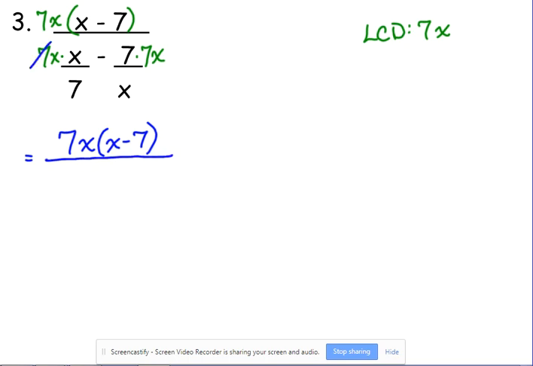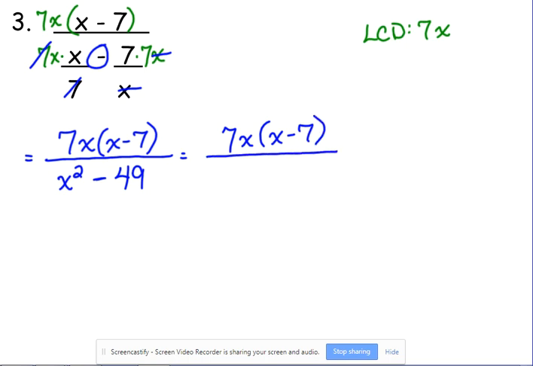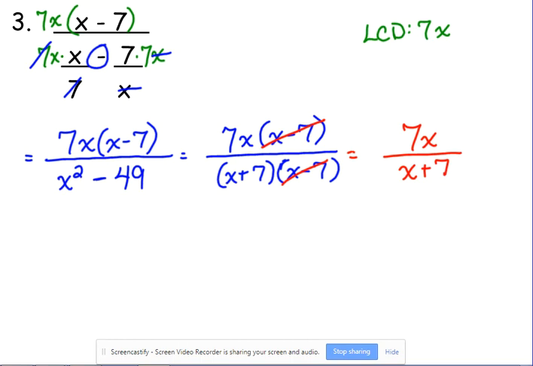Okay. In the denominator, for the first one, the 7's cancel. So we've got x times x, which is x squared. For the second one, the x's cancel. So we've got minus, don't lose that minus sign, 7 times 7 is 49. Like I said, I'm leaving the numerator in factored form because I don't have any terms to combine in the numerator. And my ultimate goal is to be able to factor and cancel. So if we factor the denominator, difference of perfect squares, the x minus 7's cancel. So 7x over x plus 7.